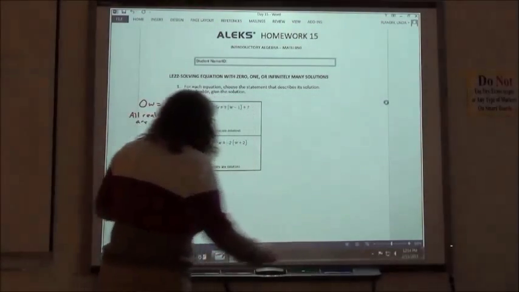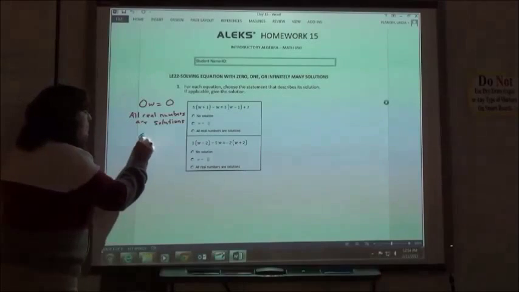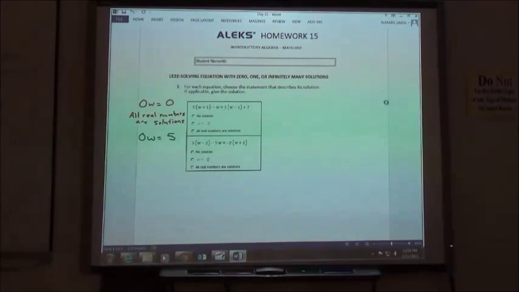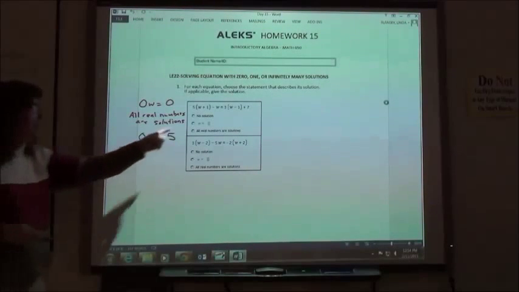Other times we're going to get to the end of the problem and we're going to get 0w equals some number other than 0, like 5. 0 times what gives me 5? 0 times, gosh, nothing. There's nothing, exactly. That's why they have this choice.